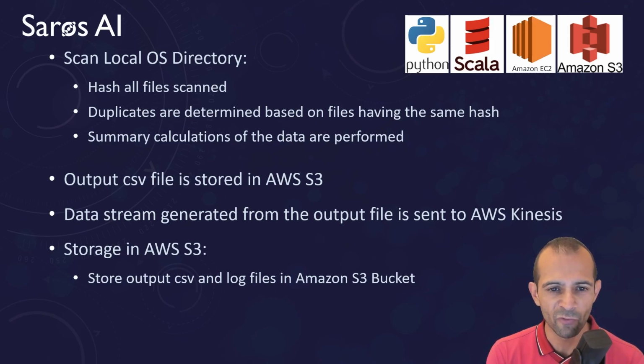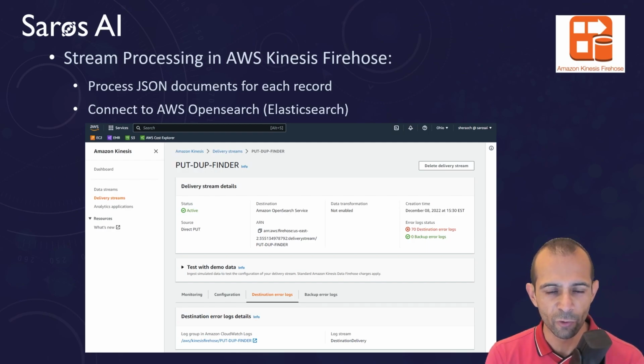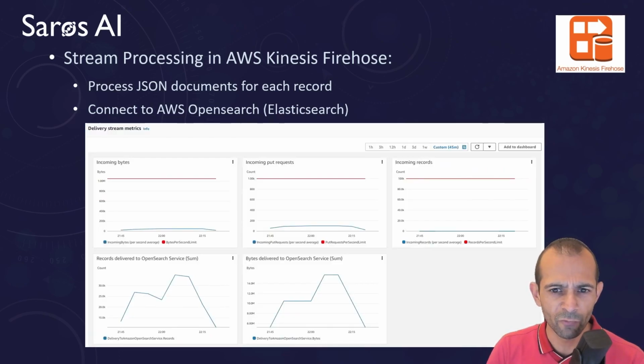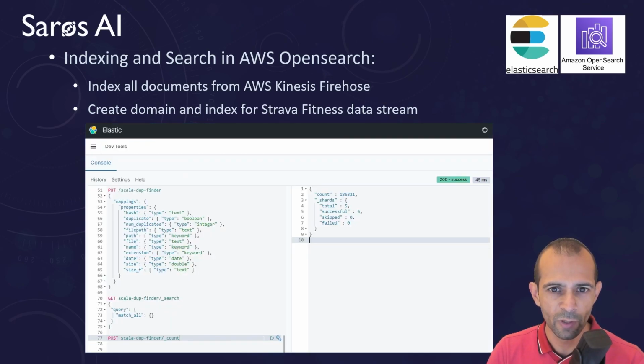From the output file, a data stream was generated, which was sent to AWS Kinesis, which is similar to Kafka. So here's my configuration for AWS Kinesis. It receives JSON documents for each record and sends them to AWS OpenSearch, which is a port of Elasticsearch. As you can see, it took about 45 minutes to send over the data at a rate of about 100 records per second. In AWS OpenSearch, I have an index which the AWS Kinesis was writing to. And as you can tell, this index has 186,000 records inside it.